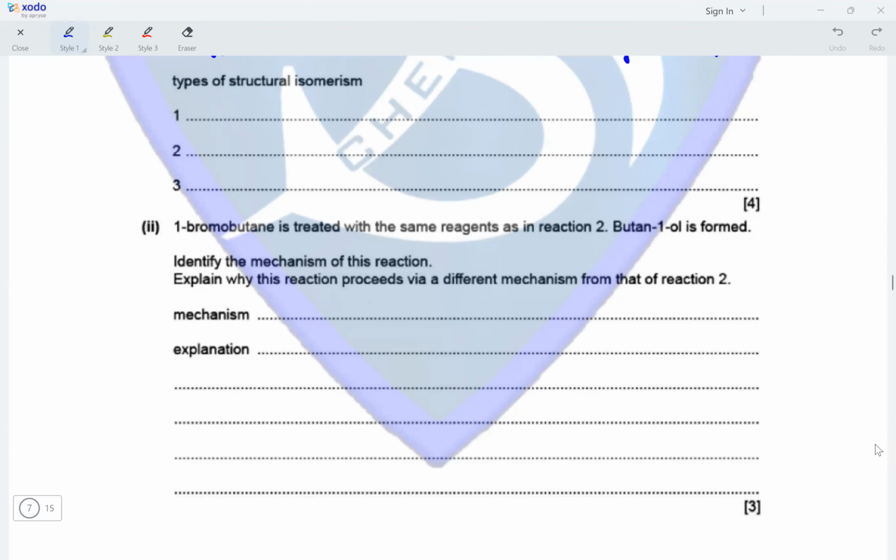Types of structural isomerism. The first one would be called chain isomerism, the other one would be called positional isomerism, and the third type of structural isomerism is functional isomerism. So these are the three different types of structural isomerism.